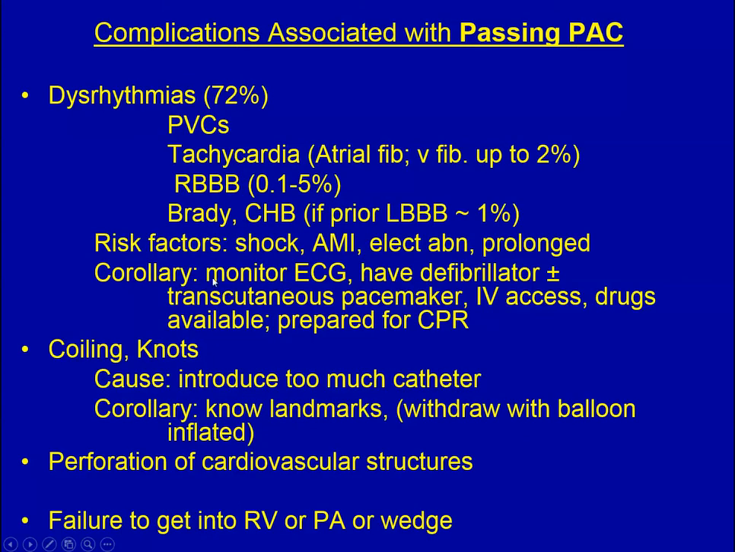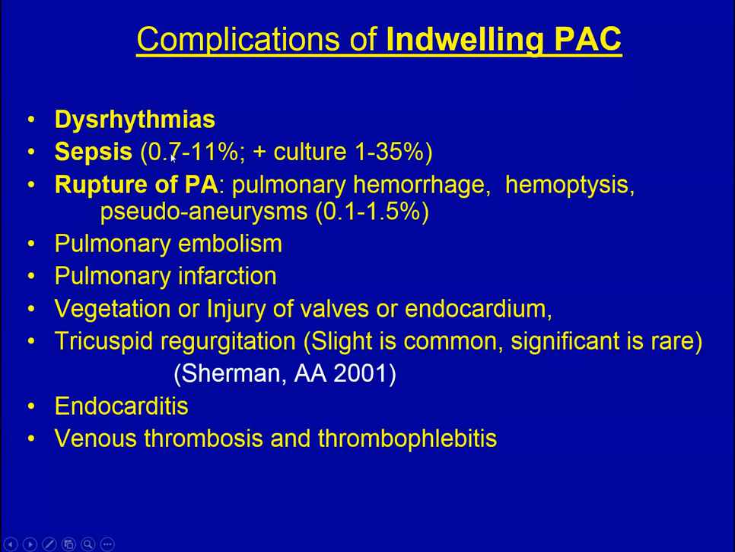Next are the complications associated with passing the pulmonary artery catheter. These include dysrhythmias, knots and coiling, perforation of vascular structures, failure to get into the right ventricle or PA or wedge, and dysrhythmia.